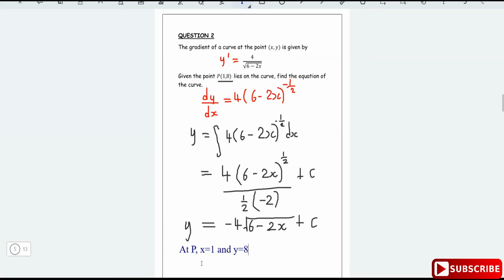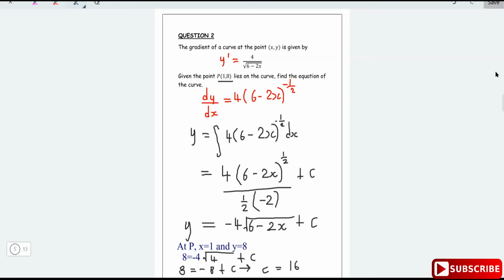So let us do the maths. y is 8, so 8 is equal to minus 4 times the square root of, when you put x as 1, 6 minus 2, which is 4, plus c. The square root of 4 is 2. 2 times minus 4 is minus 8. So 8 is equal to minus 8 plus c. And so that means c equals, bring over the 8, so c equals 16.